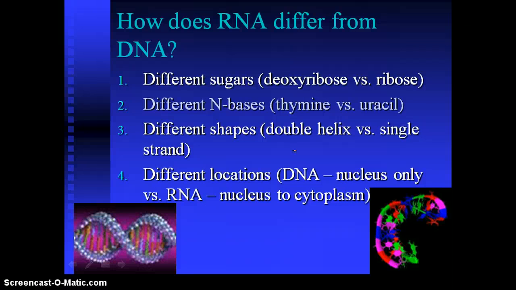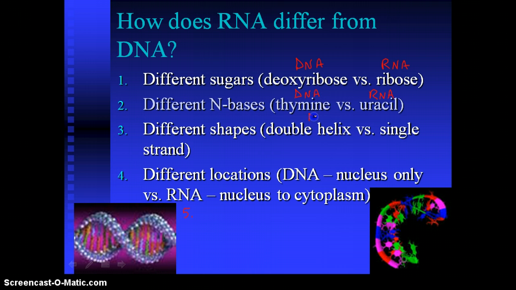So our next little part, how does DNA differ from RNA? On your notes packet, there's a space for 3, but I'm actually going to put in a 5th one even. So on here we have 4, and we're going to add in a 5th. So the first, there's different sugars. DNA has deoxyribose. RNA has ribose sugar. There's different nitrogen bases. DNA has thymine. RNA has uracil.